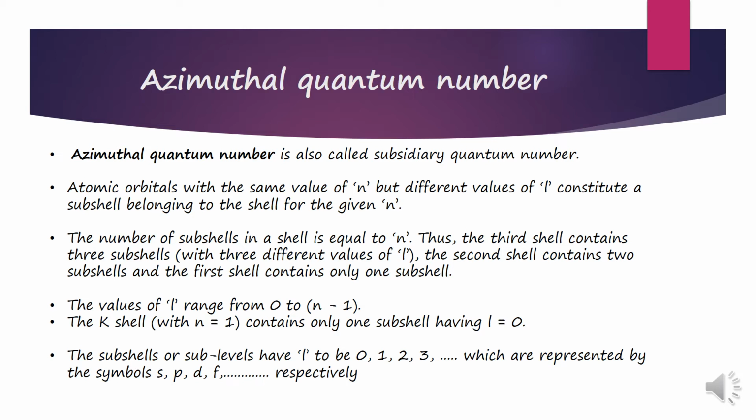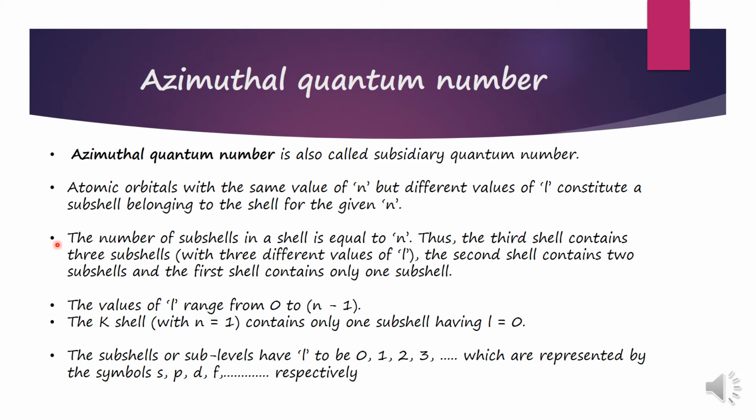Now next, the azimuthal quantum number. The azimuthal quantum number is represented by small l. It is also called the subsidiary quantum number, and another name of this quantum number is the secondary quantum number. Atomic orbitals with the same value of n but different values of l constitute a subshell belonging to the shell for a given n. The number of subshells in a shell is equal to n.